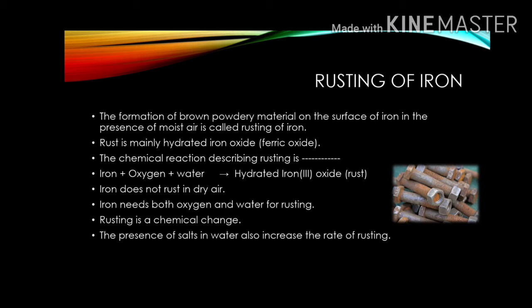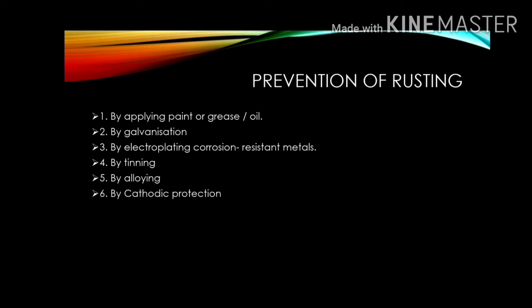We have already learnt about the catalyst in video 1, that catalysts are substances which speed up a reaction. Now, how can we prevent rusting? A very simple and common thing we can do at home is applying oil on iron products. Number 2, by galvanization. Number 3, by electroplating. Number 4, by tinning. Tinning, that means you must have seen the tins of oil.